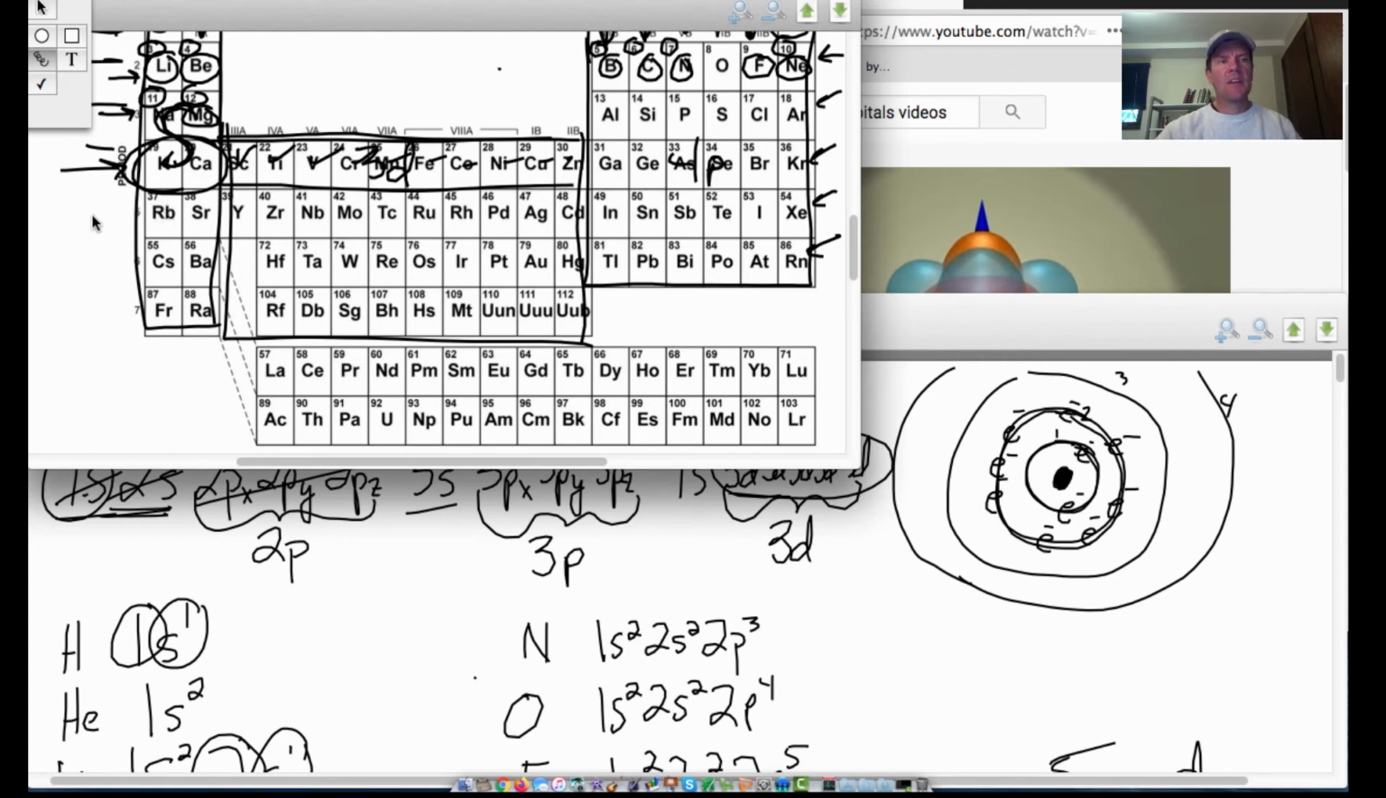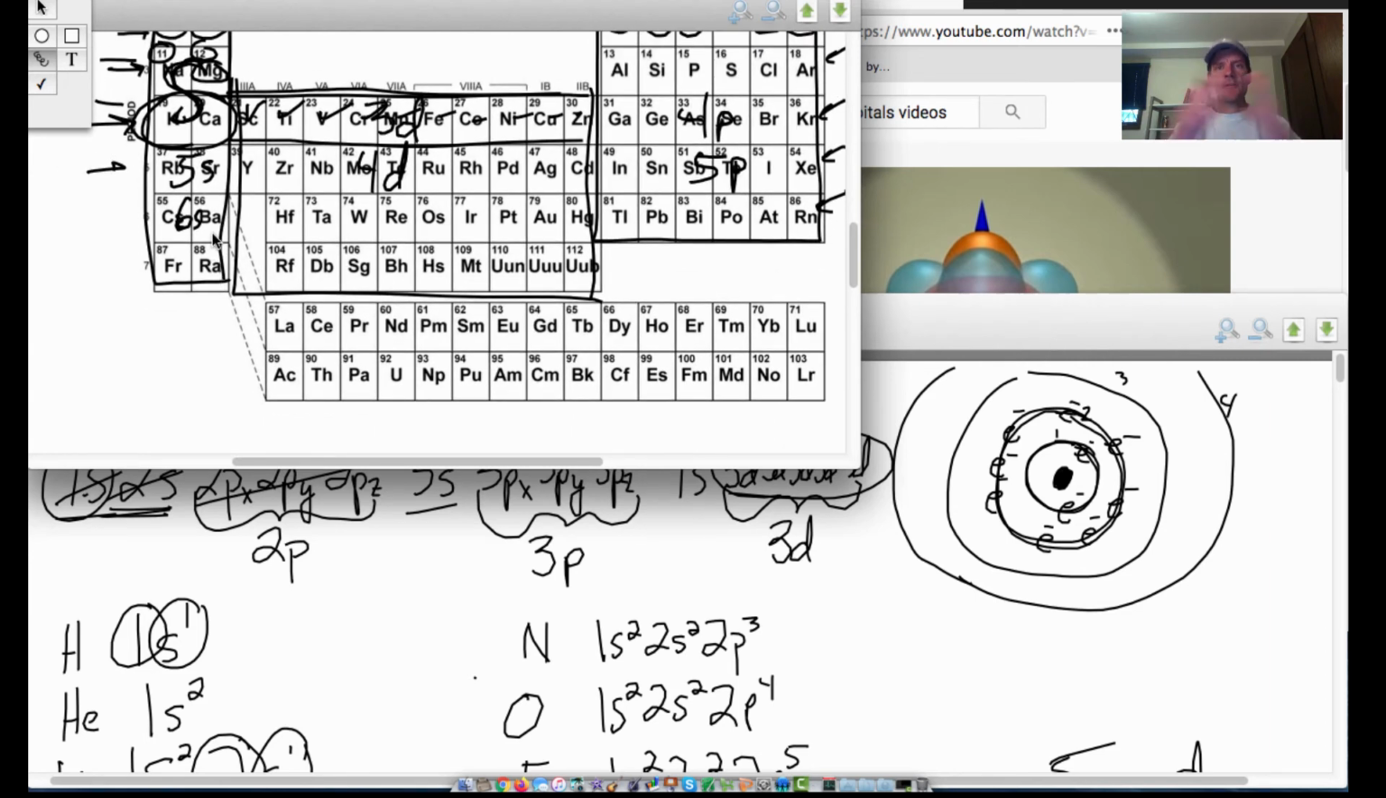Then we come back here to the 5th row. We're starting to fill the 5s. Then the 4d, d is 1 less than the row number, 5p, 6s, and then right here, ladies and gentlemen, the periodic table, actually the long version of the periodic table, these 2 rows down here should be inserted and the whole thing should be expanded. So these 2 rows actually should be in here and push the periodic table outward a little bit.